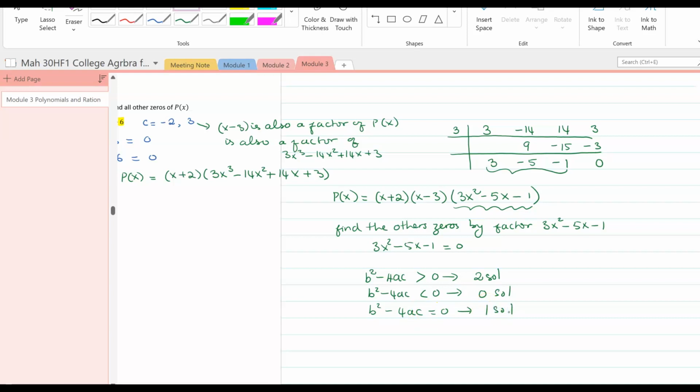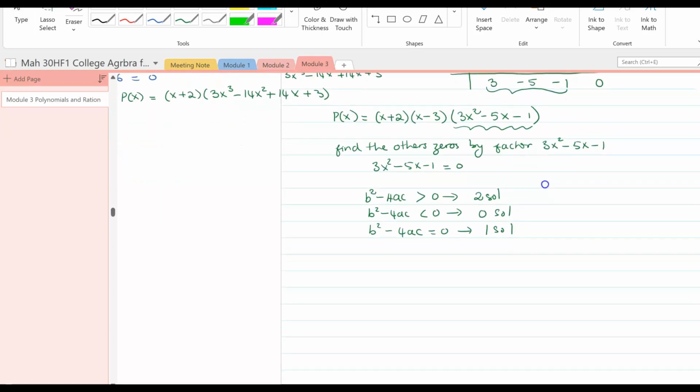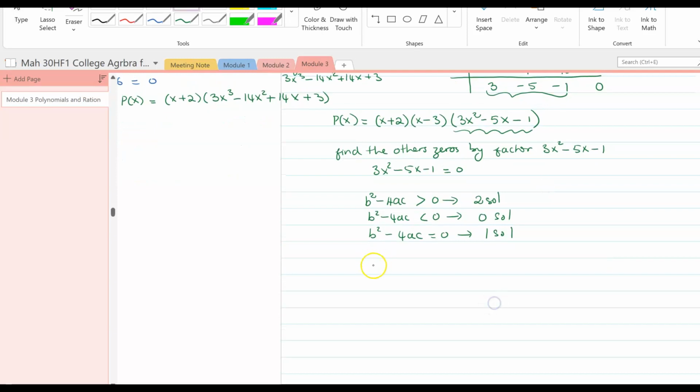Okay, so let's check the discriminant. That is negative 5 squared minus 4 times 3 times negative 1. That is 25 plus 12, equal to 37. So here we have two solutions.